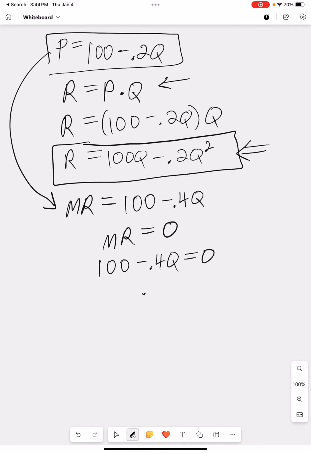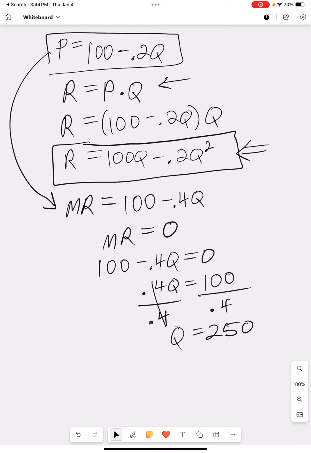Now we're into some algebra, so we move the 0.4Q to one side, keep the 100 on the other, divide everything by 0.4, which is effectively the same as multiplying by 2.5. Get your calculator out if you're not sure. And therefore, we would maximize revenue when quantity or output is equal to 250.